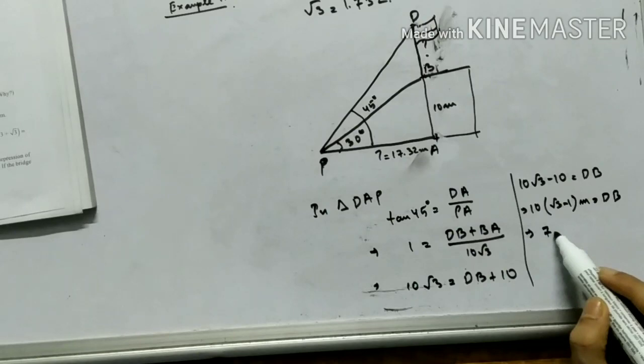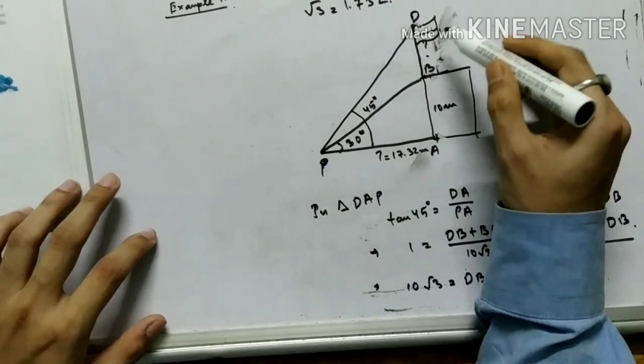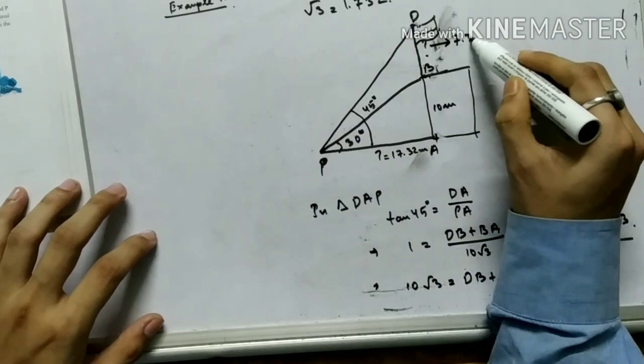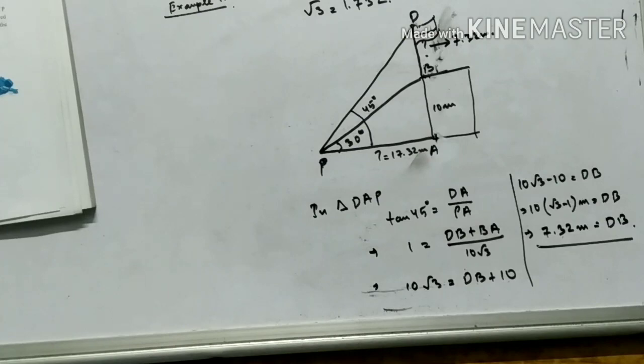So therefore the height of the flagstaff, I got 7.32 meter. Understand?